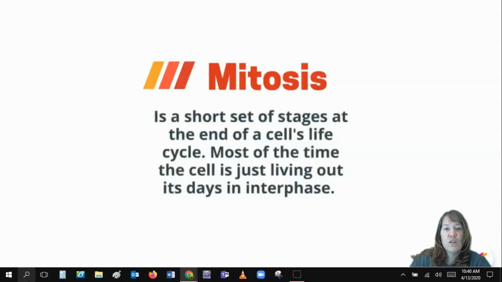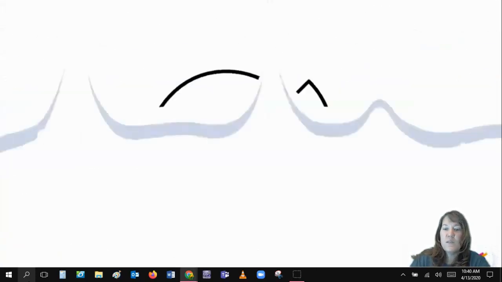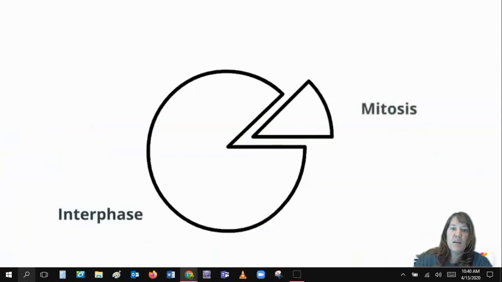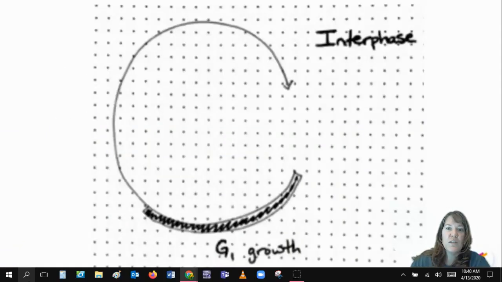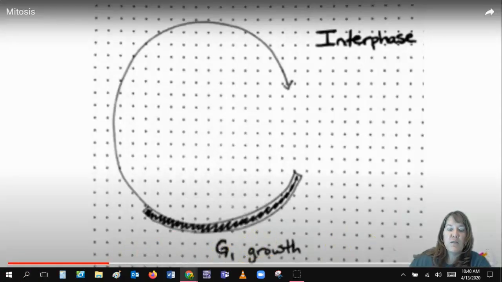It's actually kind of a short process of the life cycle of a cell. So it's just the end set of stages at the end of the cell's life cycle. Most of the time, the cell's just happy living in interphase. So after mitosis, interphase happens and the cell is smaller after it divides.